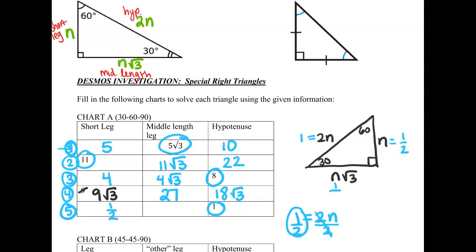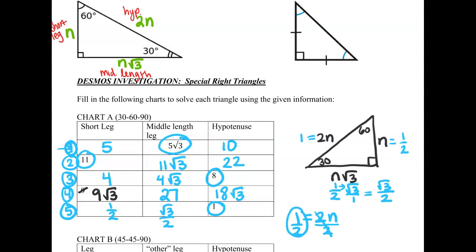The middle part is going to be 1/2 times rad 3. Remember, we just multiply fractions across the top and the bottom. So 1 times rad 3 is rad 3, and 2 times 1 is 2. And so this middle length leg would be rad 3 over 2.